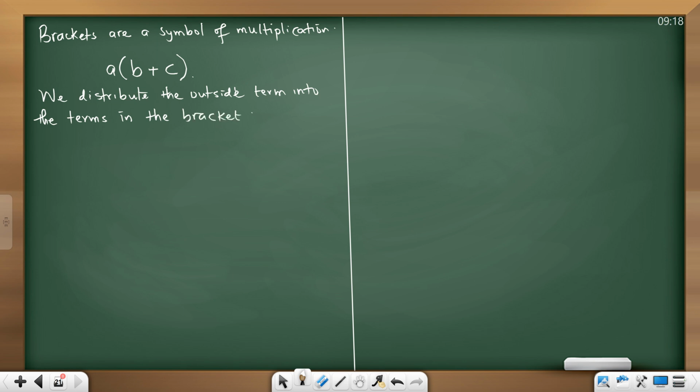Now look at the process. A, B plus C, we would take this and multiply that, because that's what it means. The bracket means multiplication. So this becomes A times B plus A times C. I'm going to use numbers for us to be able to see that it makes sense.